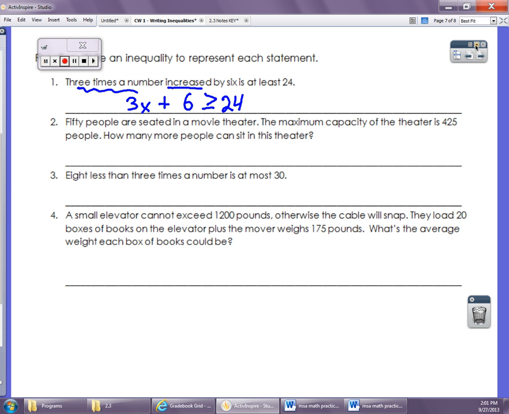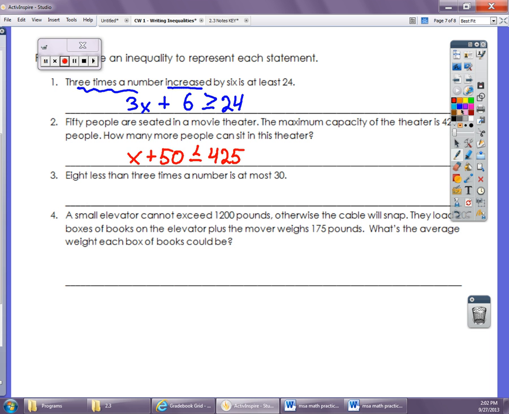If we look at number 2, 50 people are seated in the movie theater. The maximum capacity of the theater is 425 people. How many more people can sit in the theater? Well, we have 50 people, and we're trying to figure out how many more. We don't know how many more people, plus there's already 50 people. We have to be less than 425. There's only enough seats for 425. So the people seated, plus the 50 people in there, has to be less than or equal to 425. Once again, pause it, answer 3 and 4. When you're done, start it up, and we'll go over these answers.